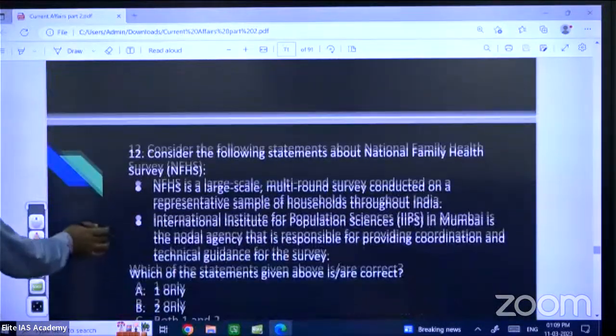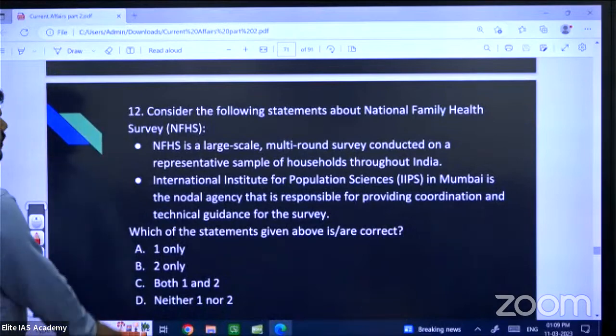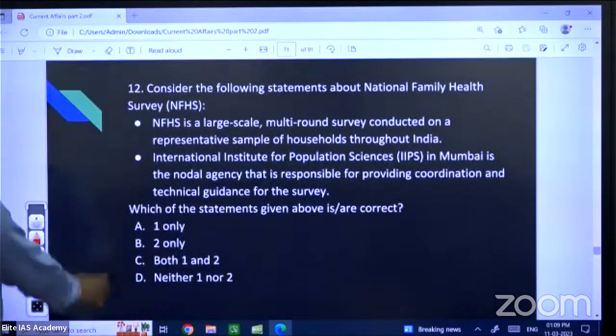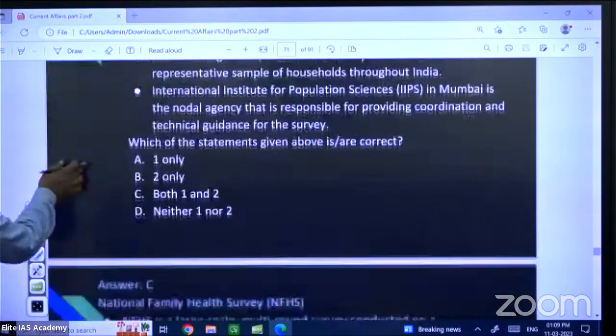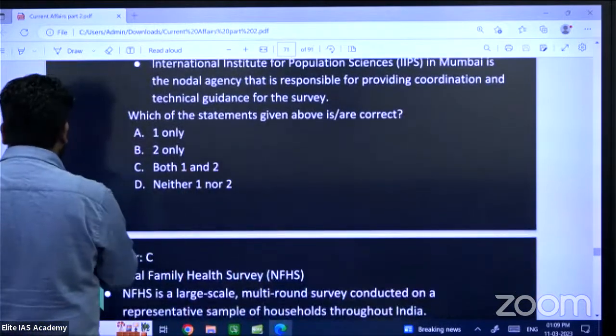The next question asked is, consider the following statements about the National Family Health Survey. It is a large-scale multi-round survey conducted on a representative sample of households throughout India. Correct. The International Institute for Population Sciences in Mumbai is the nodal agency responsible for providing coordination and technical guidance for the survey. I think both are correct. Yes, absolutely, both are correct.